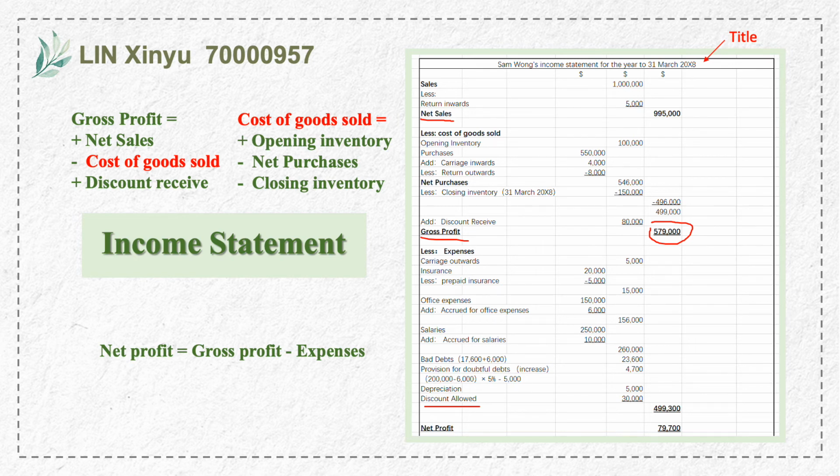We can add it up to get the total expenses, and we should use gross profit minus total expenses and get the net profit, 79,700. That's all my part. Thank you for your listening.